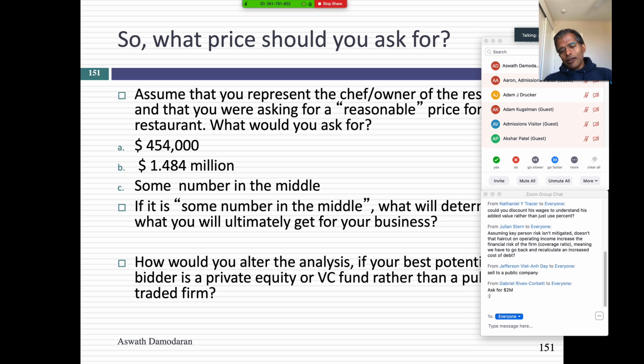I think the reality is that you're going to end up in the middle and the power is going to rest with the public company buyer. I hate to say this, but you're probably going to end up closer to 550 or 600,000, higher than you'd have got by selling to a private buyer, but well below the 1.484 million.